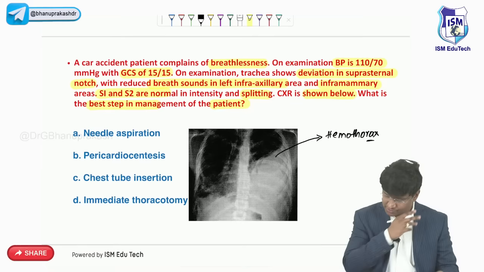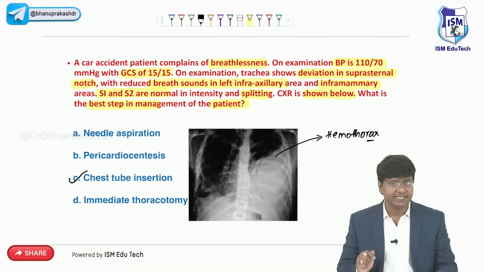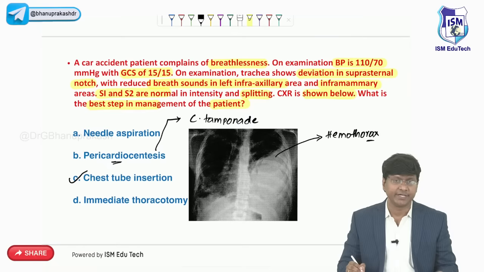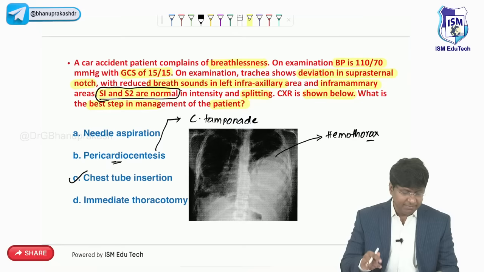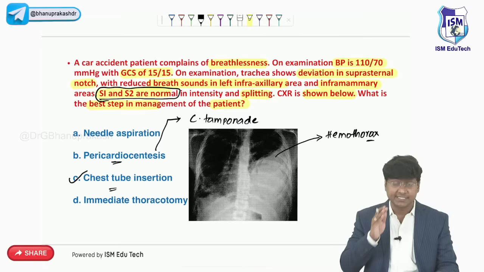So when there is hemothorax, by doing needle aspiration you cannot take out the fluid. You need to put a chest tube for taking out the blood. So chest tube insertion is the answer in this question. And when will you do pericardiocentesis? Pericardiocentesis you will do when there is cardiac tamponade. How will you rule out cardiac tamponade? In cardiac tamponade, first and second heart sounds will be muffled. But in our patient, first and second heart sounds are normal. That will rule out cardiac tamponade, so pericardiocentesis is not required. What is required here is the chest tube insertion.